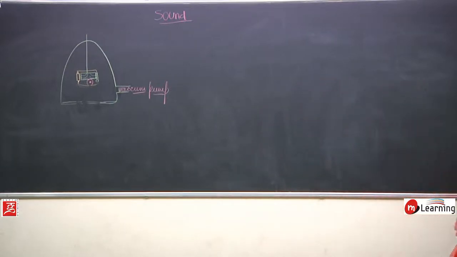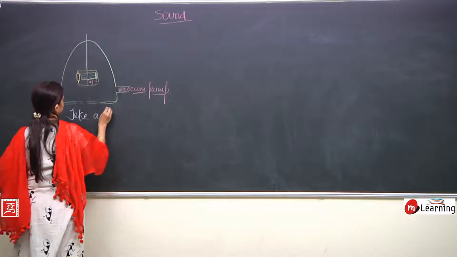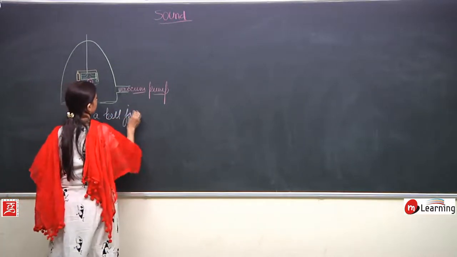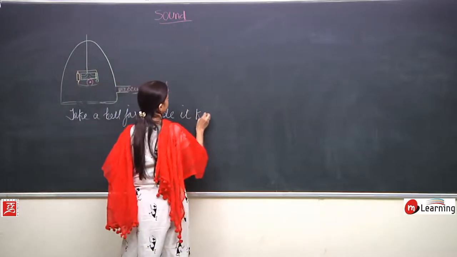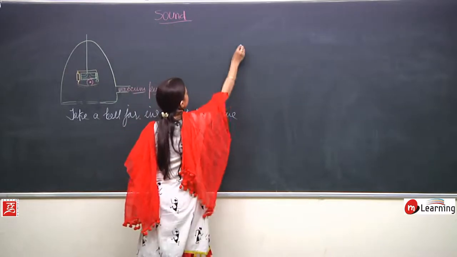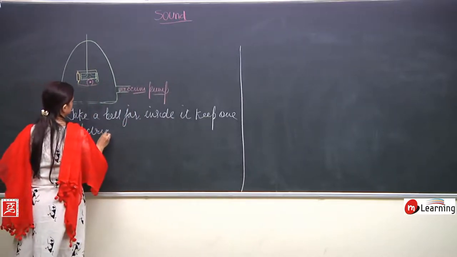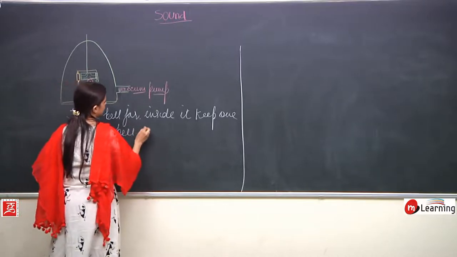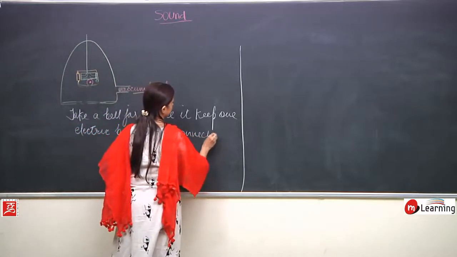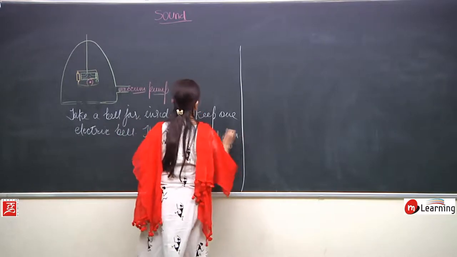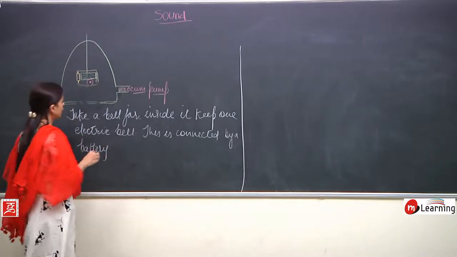So what will we write? Take a bell jar. Inside it, keep one electric bell. This is connected by a battery, and all the electric wires are removed.